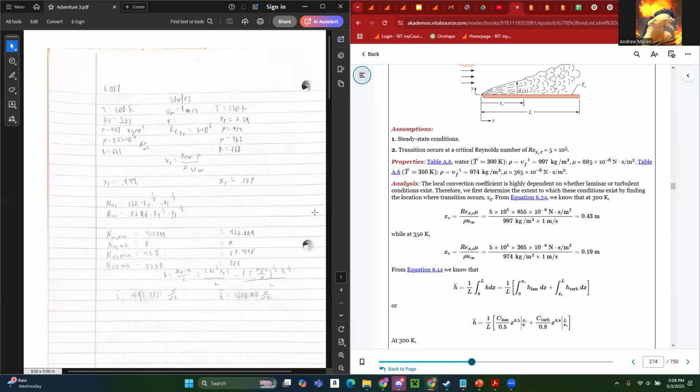Now, at this point, I just plugged all that into my calculator, and I did not want to write it all down, but I got values of 490.772 watts per meter squared Kelvin for 300 Kelvin, and a convection coefficient at 350 Kelvin of 1210.93 watts per meter squared Kelvin.